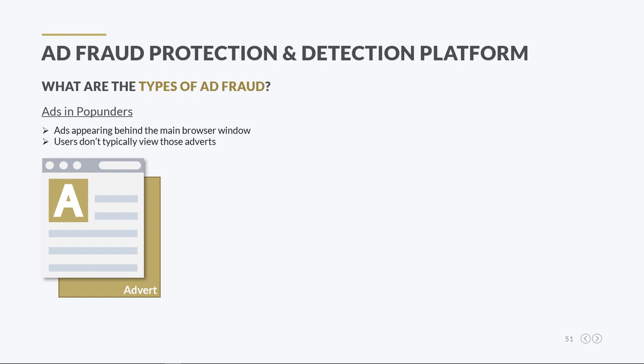Pop-unders are windows that appear behind the main web browser window. Think of them as the opposite of pop-up windows that most of us have seen on the web. Adverts that load in pop-unders instead of the main web browser window are not seen by humans. Even though most ad networks do not allow this, it is a quite common ad fraud technique.